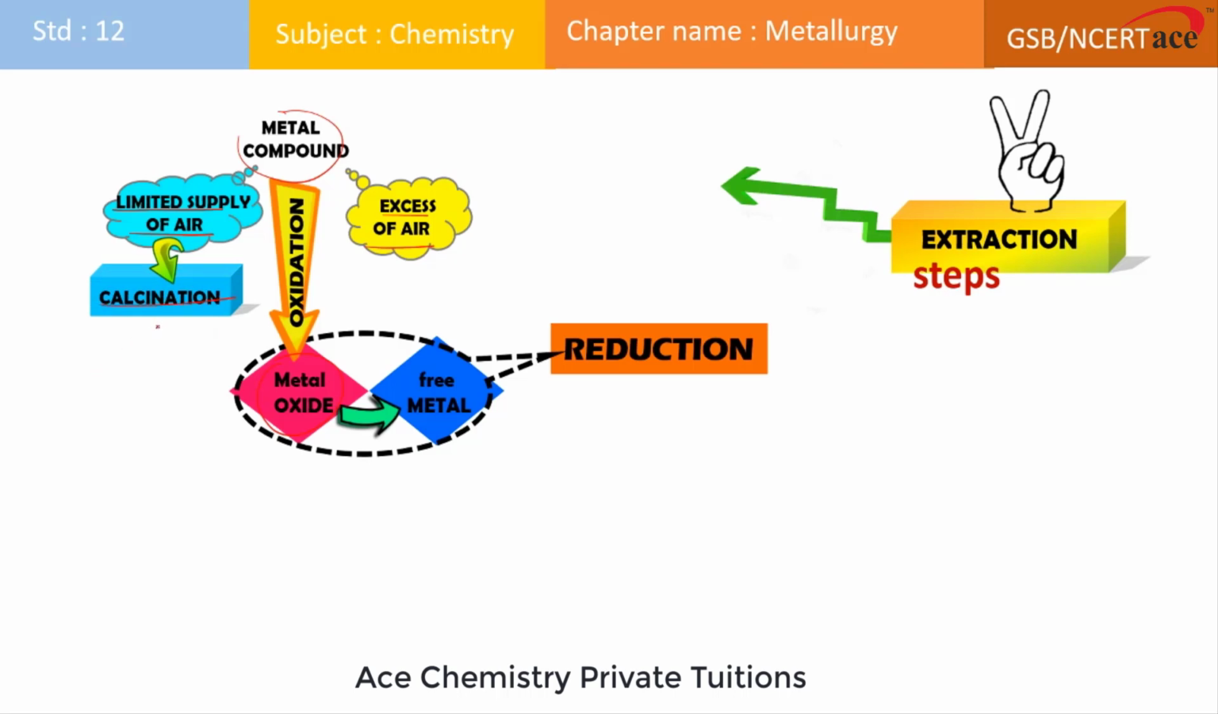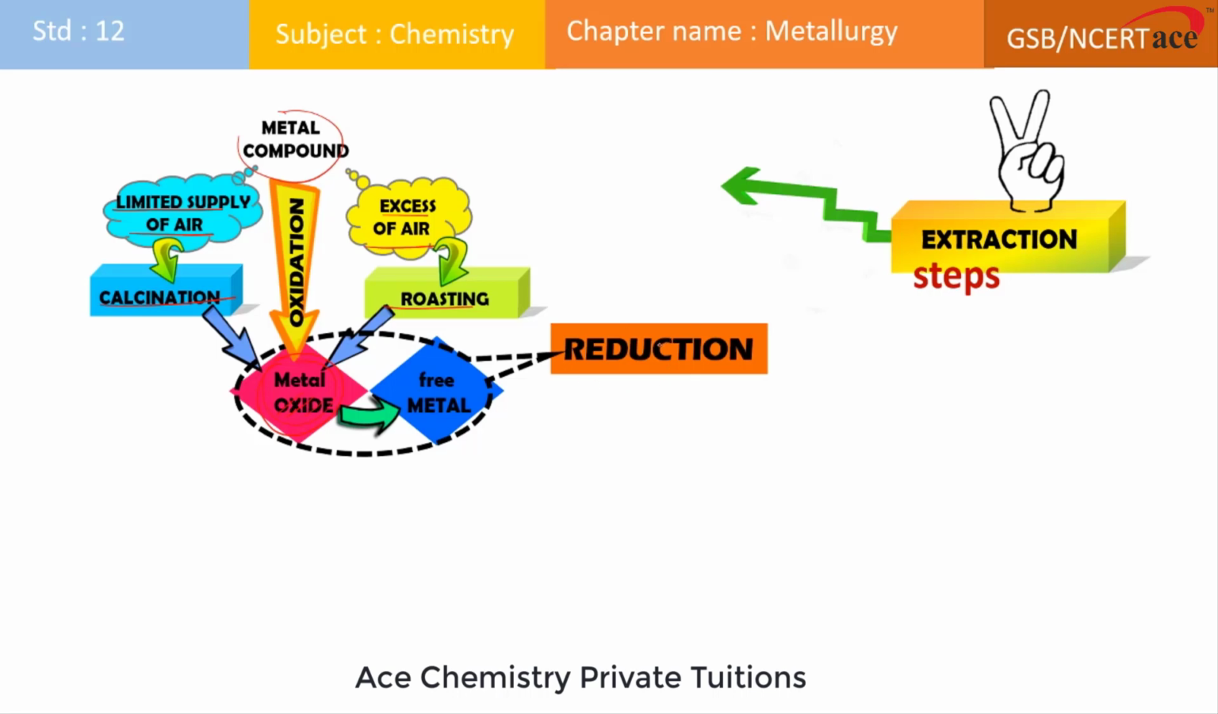And generally calcination is applied for the carbonate ore of the metal. But if the metal compound is converted to metal oxide by heating in excess of air, this process is referred to as roasting. So in both calcination and roasting, we are converting metal compound to metal oxide. Once we get the metal oxide, in order to remove the oxygen part from the metal oxide to get free metal, we are doing what? Reduction.